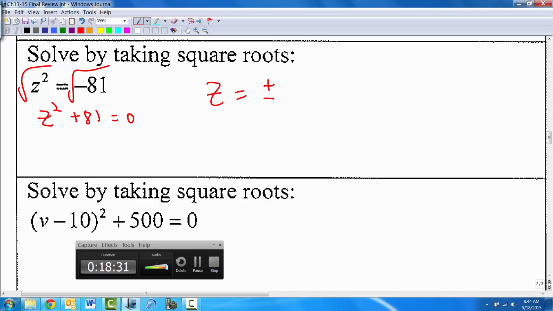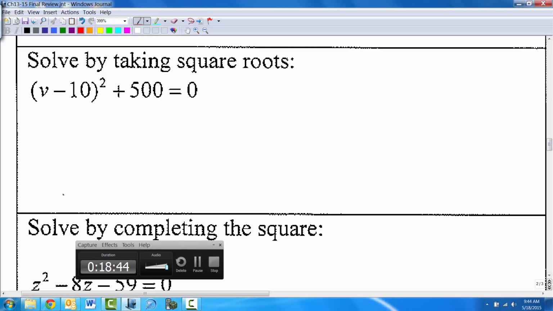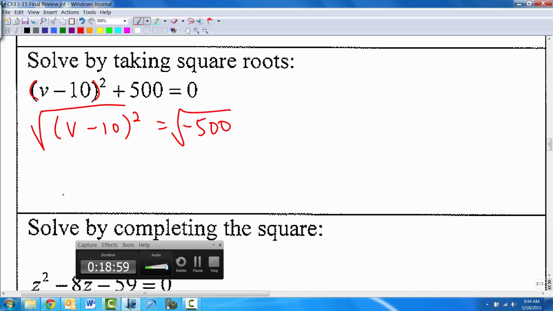What's the square root of 81, everybody? 9. What's the square root of a negative, everybody? I, which we just covered up there. So this is plus or minus 9i. Next one, even if you have a binomial squared plus number equals whatever, you can go ahead and solve that by isolating the square, square rooting both sides.